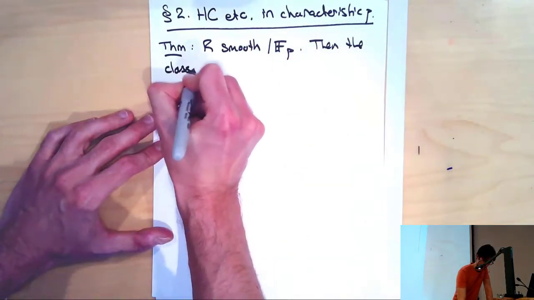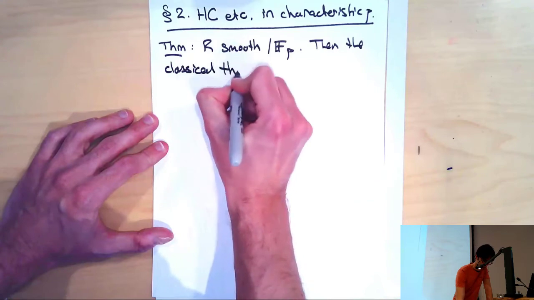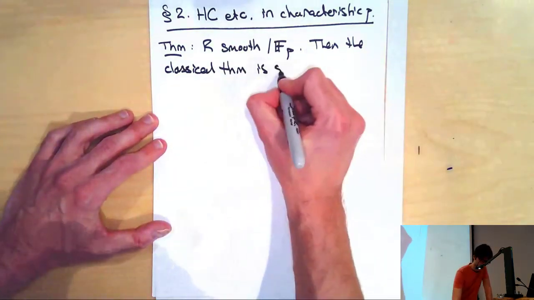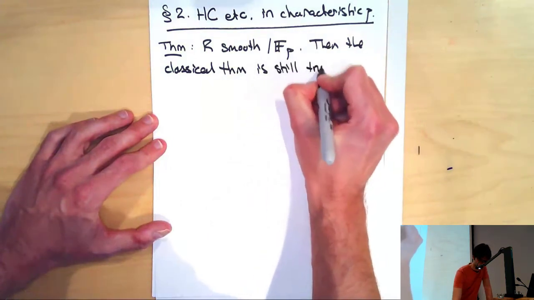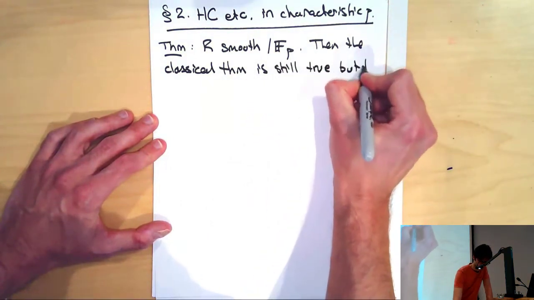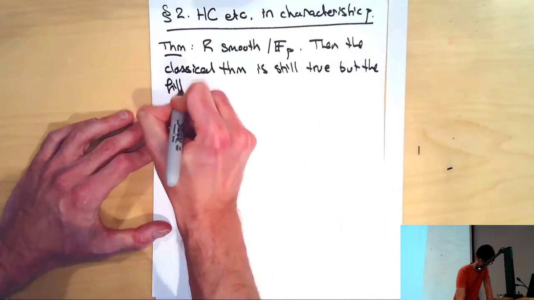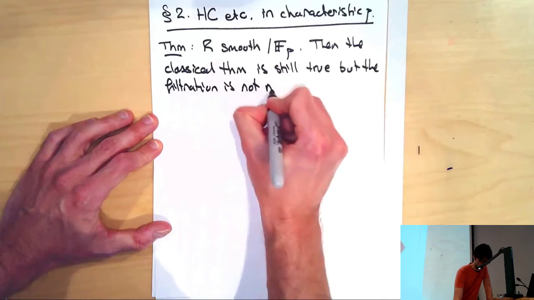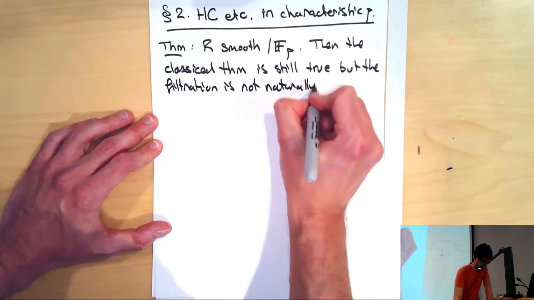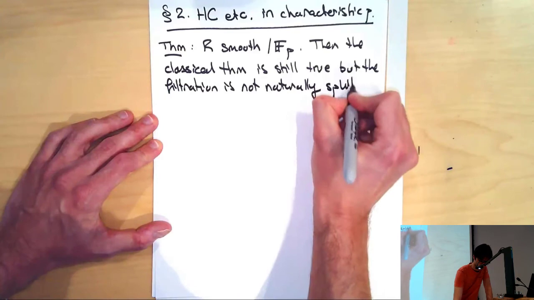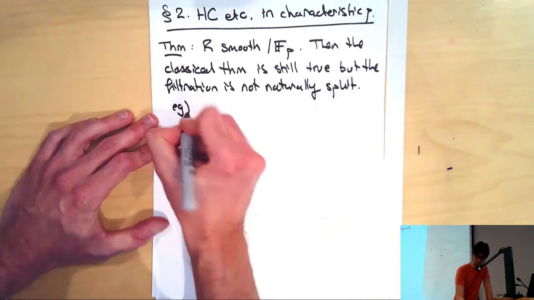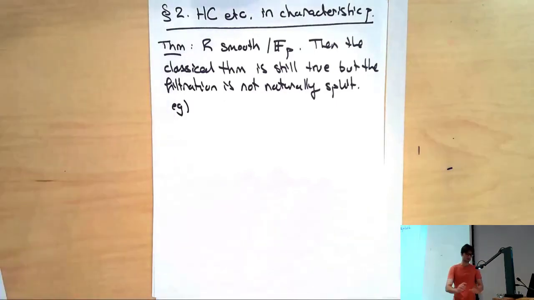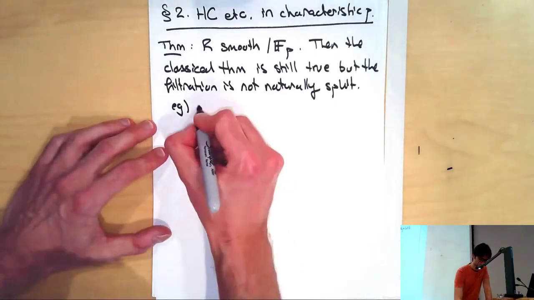let me say informally, the classical theorem in characteristic 0 is still true, but the filtration is not naturally split. So let me explain in more detail what I mean by that. For example, let me focus on the HP term. Here I've made some statement about the negative theory, the periodic theory, and the cyclic theory, but let me just stick to HP.